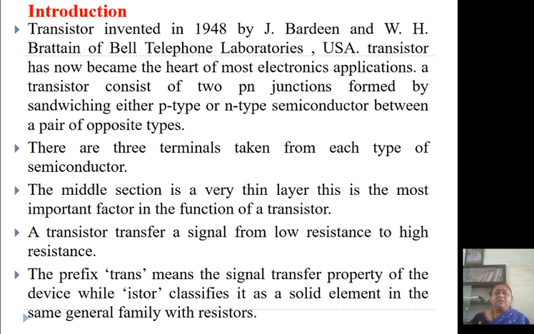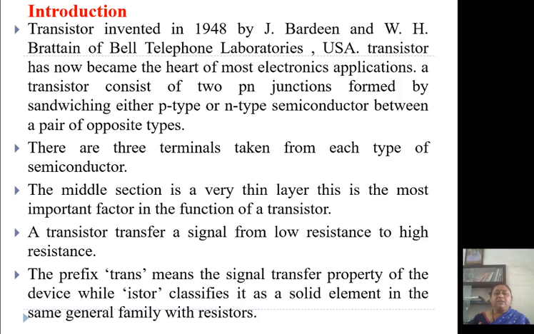A transistor consists of two p-n junctions formed by sandwiching either p-type or n-type semiconductor between a pair of opposite types. Now there are three terminals taken from each type of semiconductor. The middle section is a very thin layer. This is the most important factor in the function of a transistor.